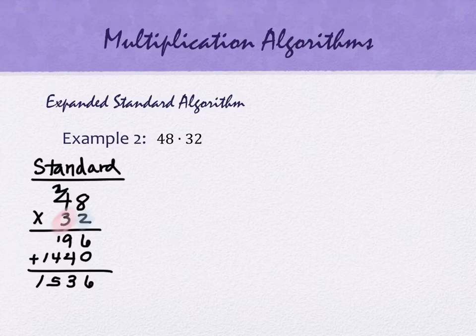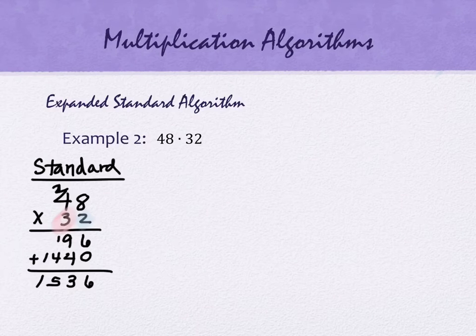Okay? So I'm going to show you the expanded algorithm. There's 2 versions for the expanded algorithm. The first one's actually called expanded algorithm. The other one is the second one here. It's called partial products. So let me show you what the expanded algorithm looks like because it at least takes some of the mystery away from what's going on.